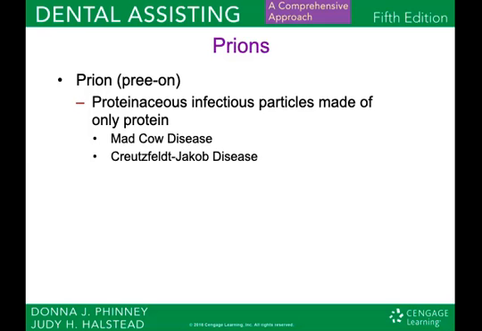With only about 200 cases a year in America, Creutzfeldt-Jakob disease is fatal due to neurological deterioration. It is believed that this disease is related to prion proteins.